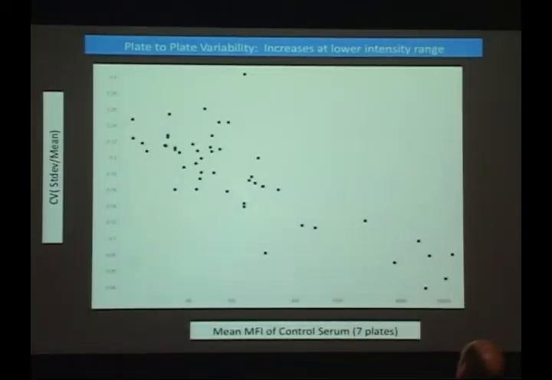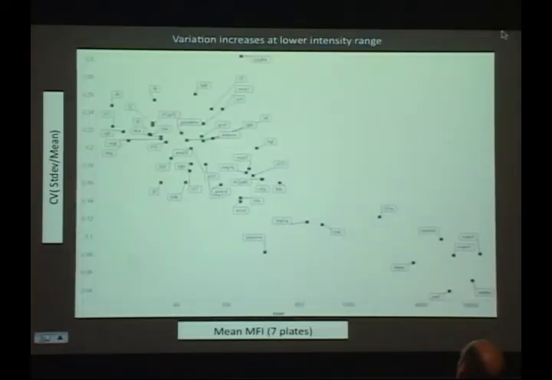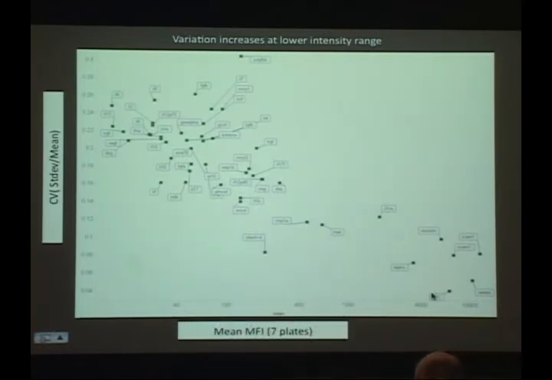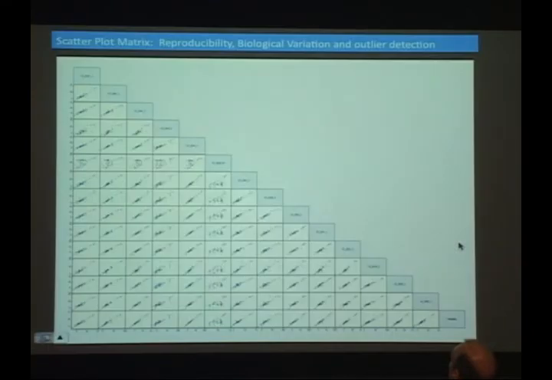Then plate variability, again the same message. It increases at lower intensity ranges. If you look at this, these are the cytokines. Some of the cytokines are pretty high in normal patients, and so here the variation is less. But again, most of the cytokines are from low to mid-range. There you see higher variability. So for low abundant cytokines, you see more variation compared to the ones where you have a higher expression of the cytokines.